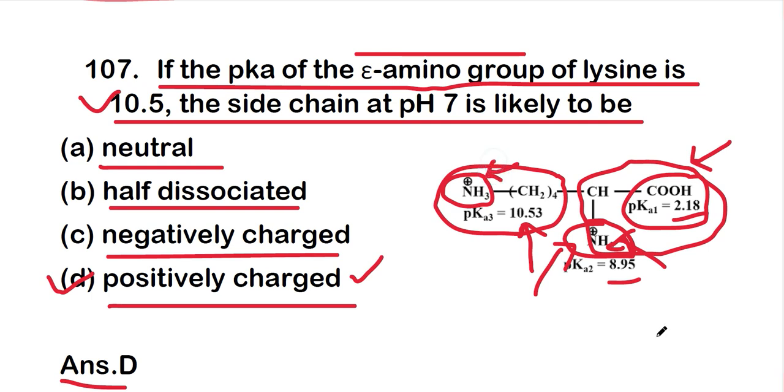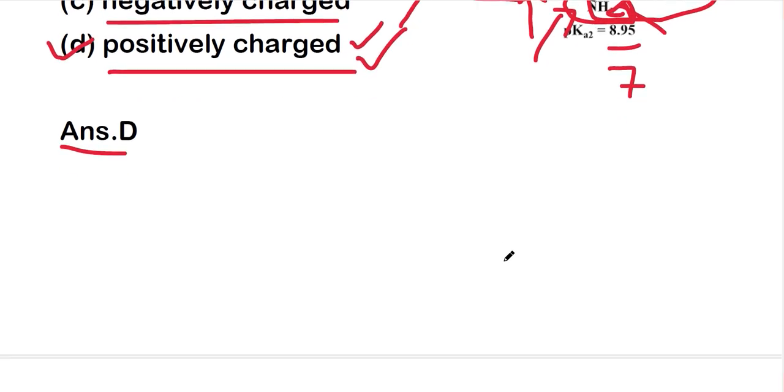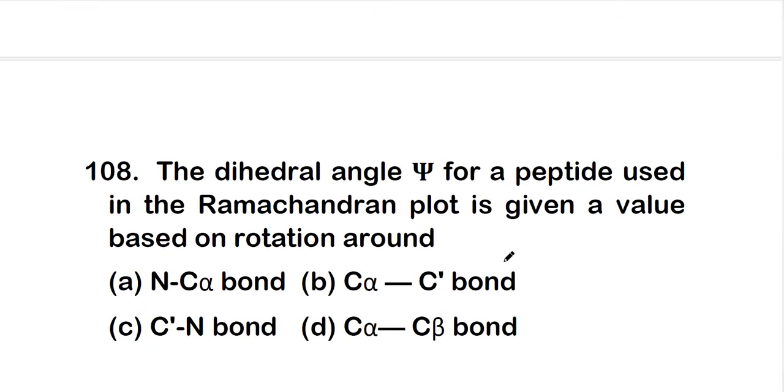So when the pH is 7, the amino group present in the side chain will be in its positive form, because at that time it does not release the hydrogen ion. That's why it is present in its positive form. So positive charge will be the right answer. Okay, so let's move on to the next question, that is 108.